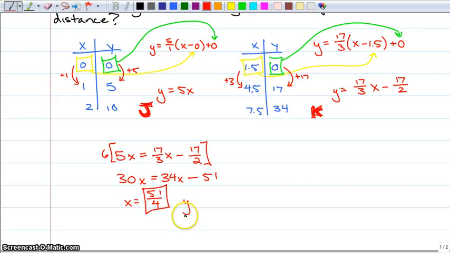So take this answer, plug it in where? Well, I would probably just take it and plug it in right here to the 5x. In other words, taking 5 times 51 over 4, your final answer should be 205 over 4. Now again, do me a favor, remember to label your answers. 51 over 4 is hours. 205 over 4 is miles.